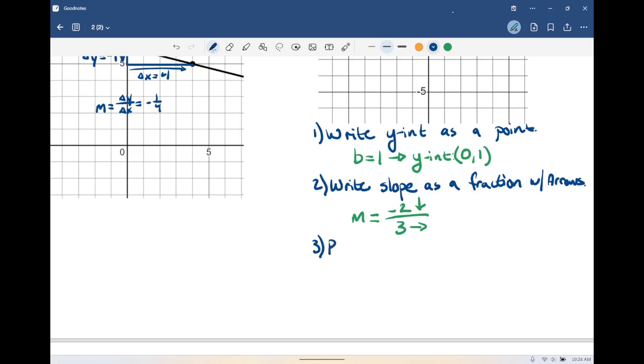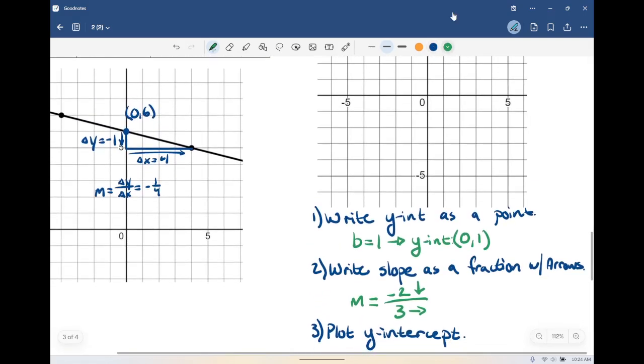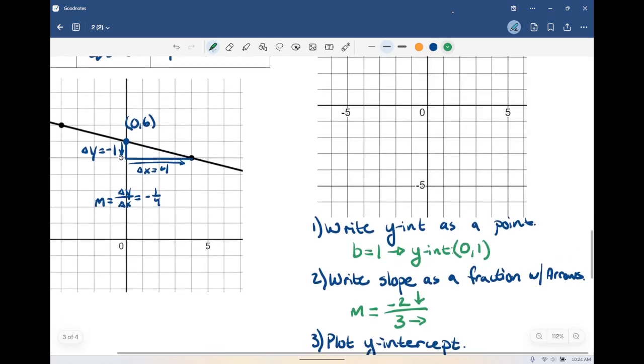Third step, plot the y-intercept. That's the only actual coordinate point we have right now, and so we want to use it. If I go back up, we named it 0, 1. That's going to go right here.